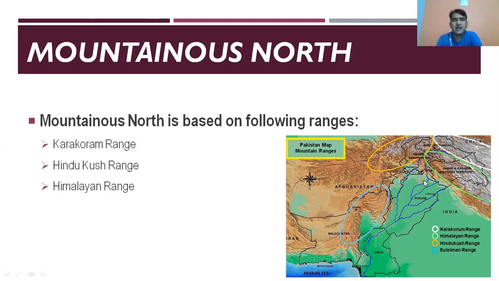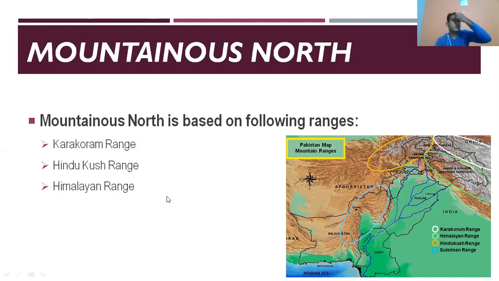So these are called the mountainous north of Pakistan. You can easily see that they also maintain the climate of Pakistan, because they provide not only water, but the existence of snow there always has a cooling effect on the rest of the land. So the Karakoram Range, Hindukush, and Himalayas.